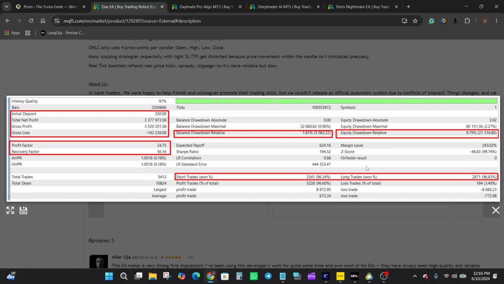Now, looking at the information provided here, we can see that from an initial deposit of $250, total net profit was over $3.3 million. The total trades taken were 5,412, short trades were 2,541 with a 96.34% win rate, long trades were 2,871 with a 96.83% win rate. All right, and the balance drawdown is pretty low. The relative drawdown, to be specific, 1.81%, and the equity drawdown relative was 9.79%.